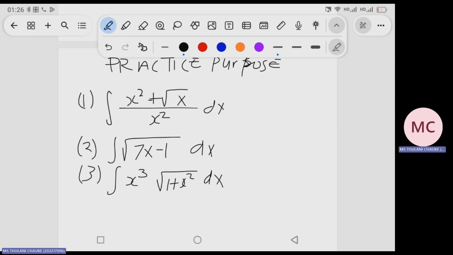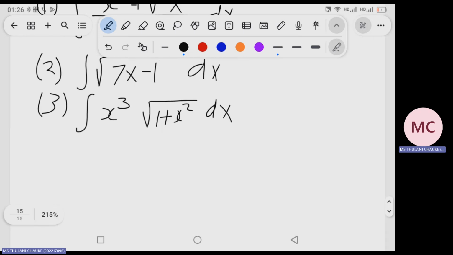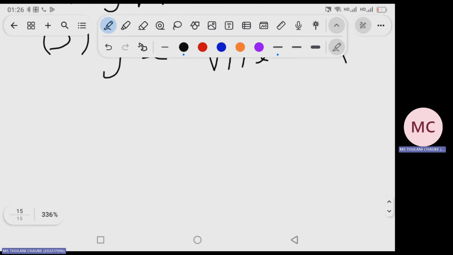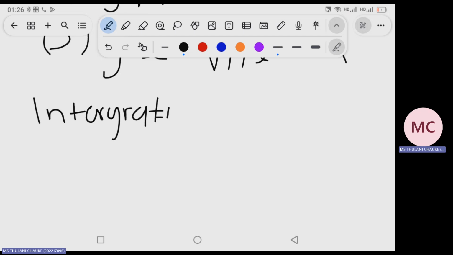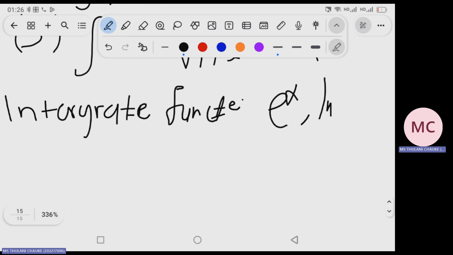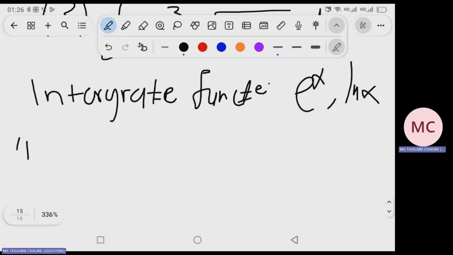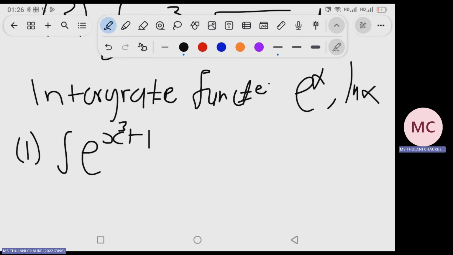What else? Okay, so on your scoop, they said they'll want you to integrate functions of the form e to exponent x and ln of x. So such questions, they're just referring to things like this. Find that you are having, let's say, e to exponent x cubed plus 1 times 3x squared dx.